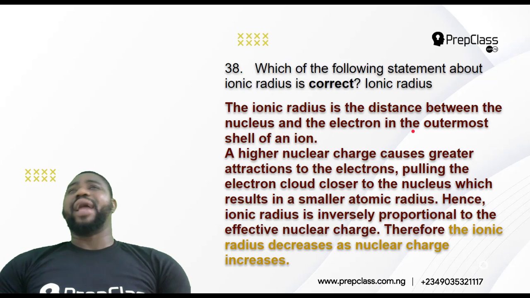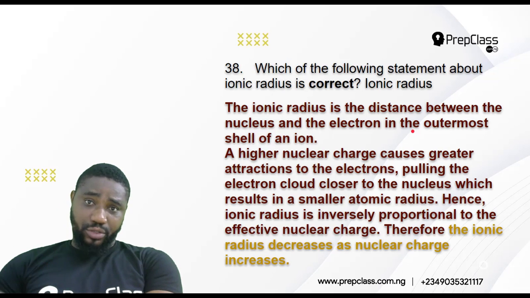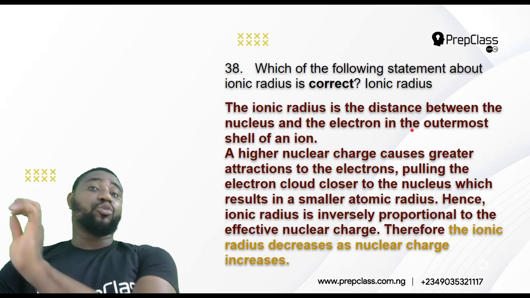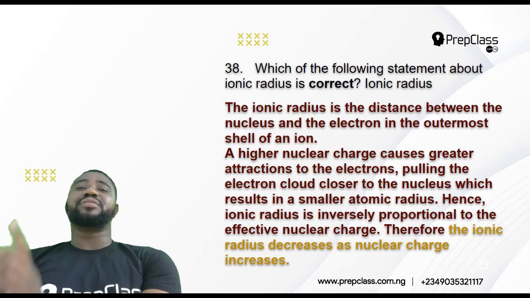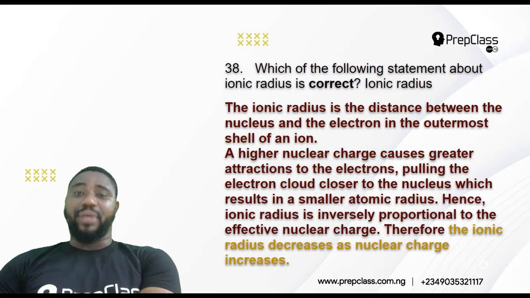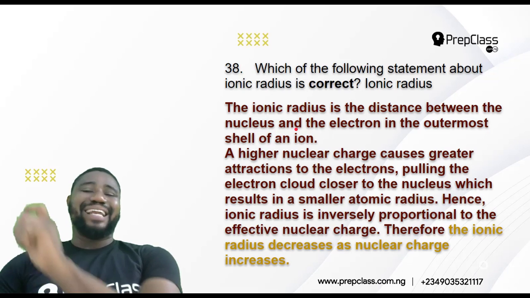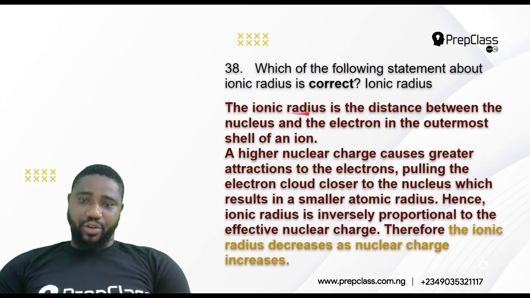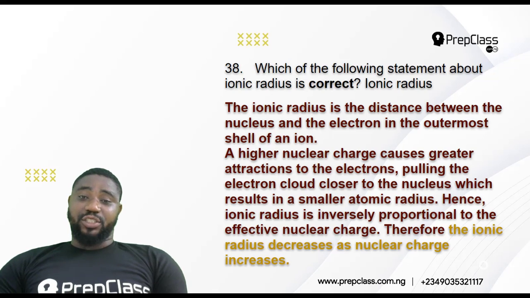The electrons in the outermost shell of an atom are called the valency electrons. Take note of that. Are you following? Those electrons determine whether that atom would be a cation, which is a metallic ion, or an anion, a non-metallic ion. So the distance between the nucleus and the electron in the outermost shell is known as the ionic radius.